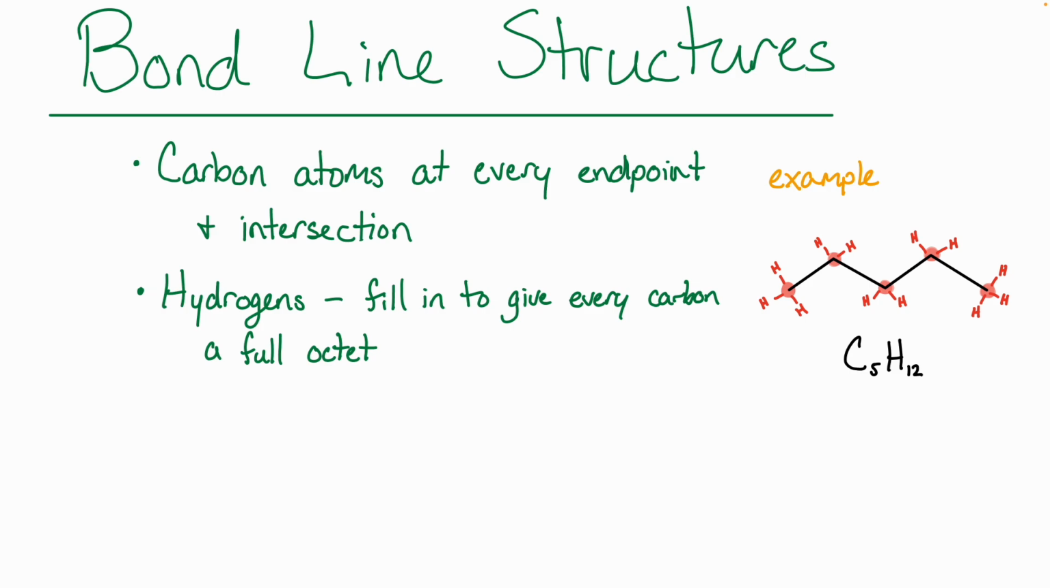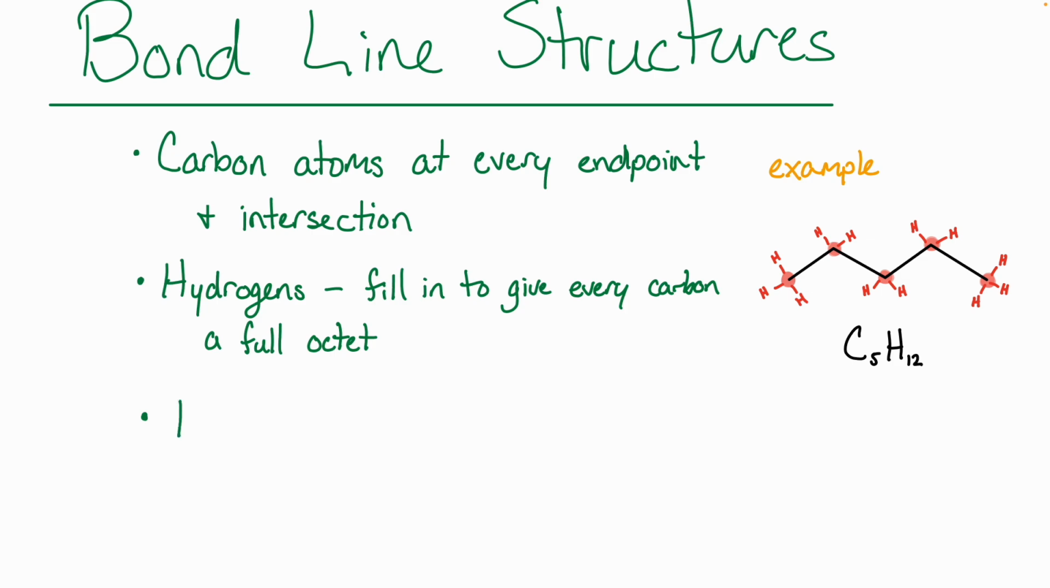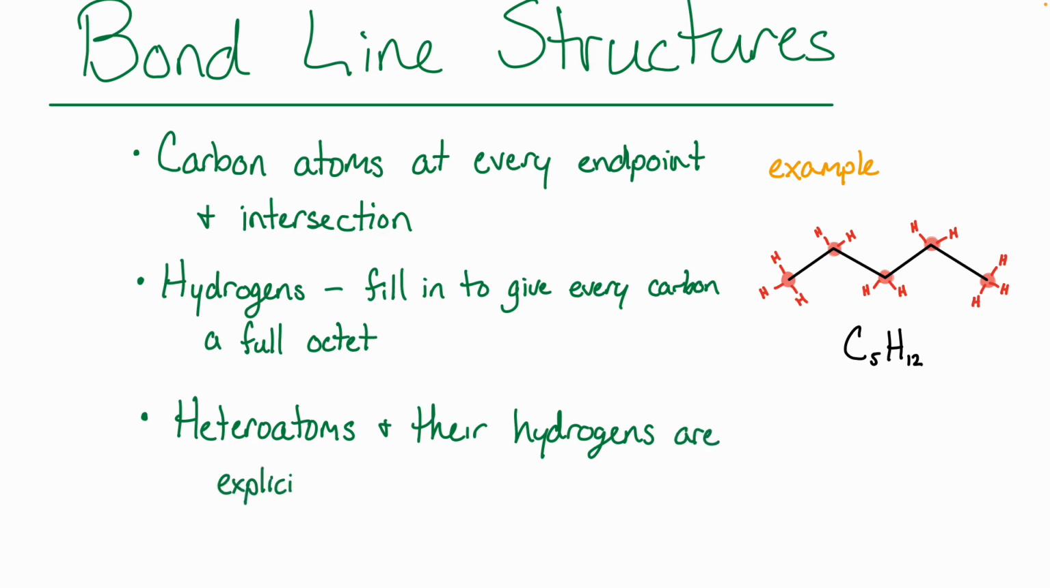And that leads me to the last point of our bond line structures. Every other atom in organic chemistry, what we call heteroatoms, those are going to have to be explicitly drawn in your structure. So if you had any nitrogens or any oxygens, you would see an O or an N in your structure, okay? So all heteroatoms and their hydrogens are explicitly drawn.